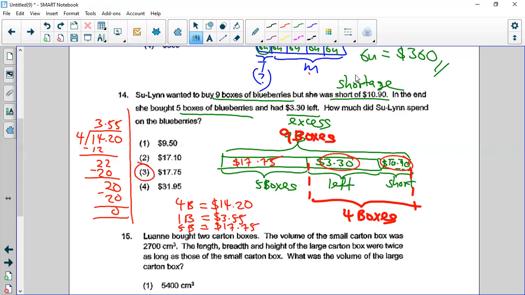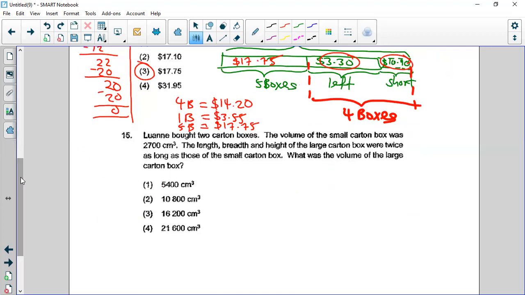Okay, question number 15 is a trick question. What's the matter here? You will need to draw a diagram. Run bought 2 carton boxes. The volume of the small carton box was 2,700 cm3. The length, breadth, and height of the large carton box were twice as long as those of the small carton box. So what was the volume of the large carton box?